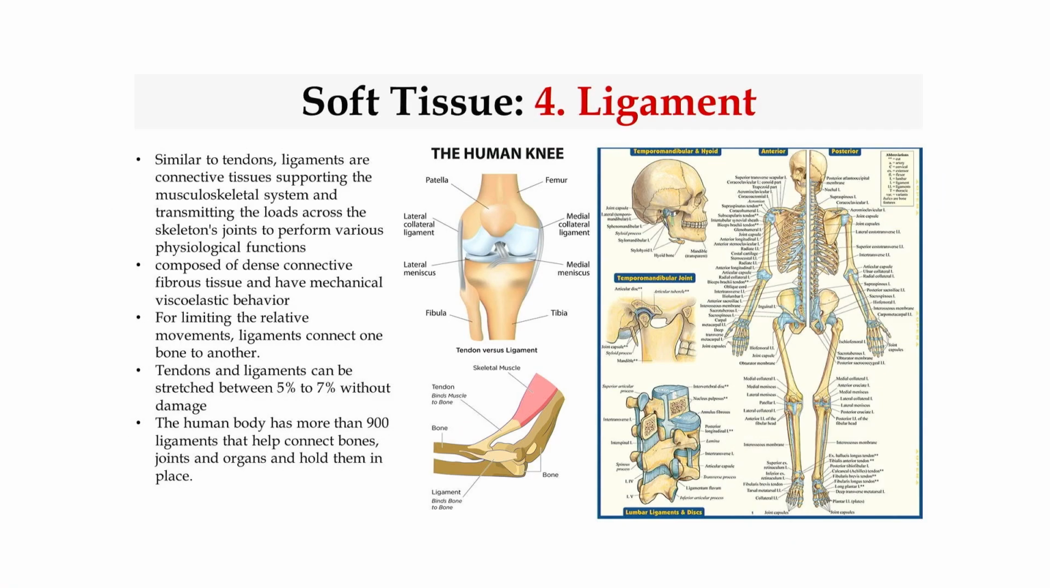Okay, so going further, not digging into the different sorts of tendons, the next one is the ligament. This is again a very important soft tissue, very similar to tendons. Ligaments are connective tissues from that family, and they support the musculoskeletal system and transmit the loads across the skeletal joints, right, to perform various physiological functions.